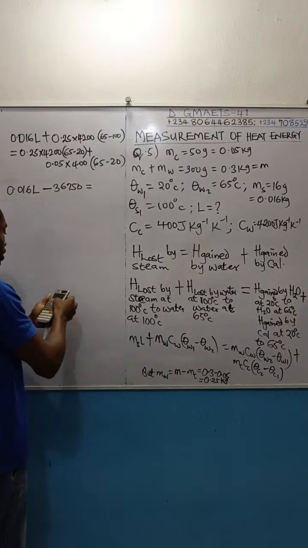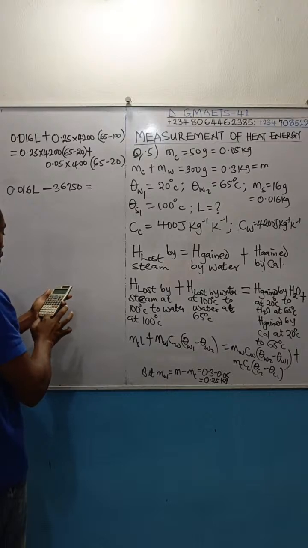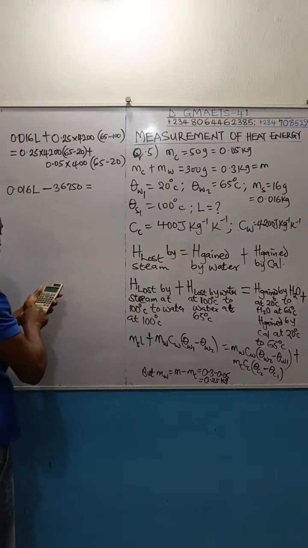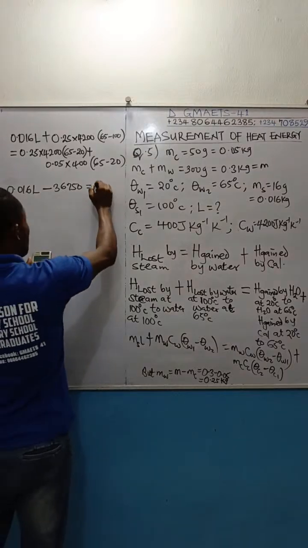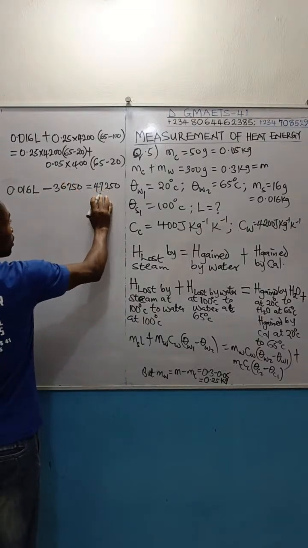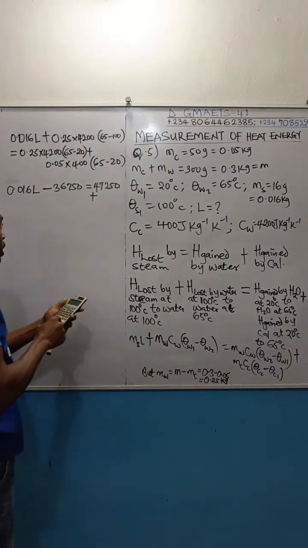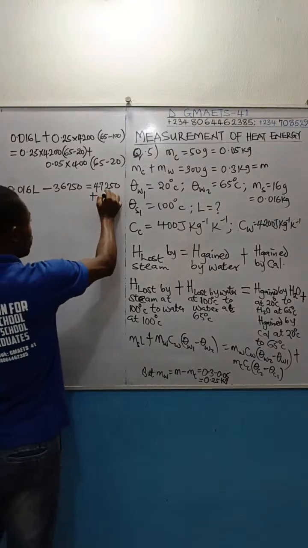Then that's going to be equal to, you come to this part and do the same: 65 minus 20, which gives us 45. Multiply the 45 by 0.25 times 4,200, and you get 47,250. Then you are adding it to this part. 65 minus 20 is 45 still. We are multiplying it by 400 and by 0.05, and this gives us 900 here.